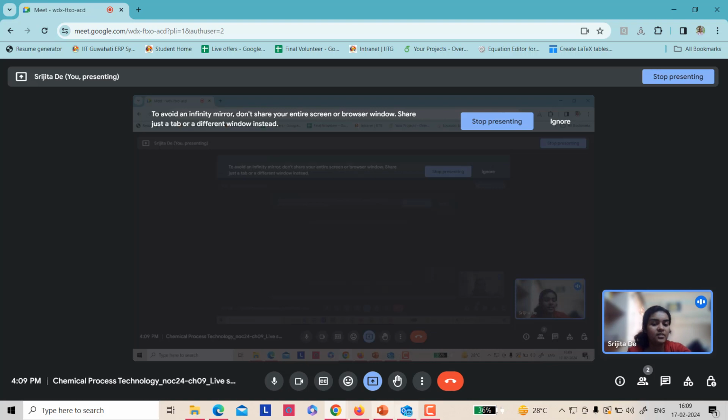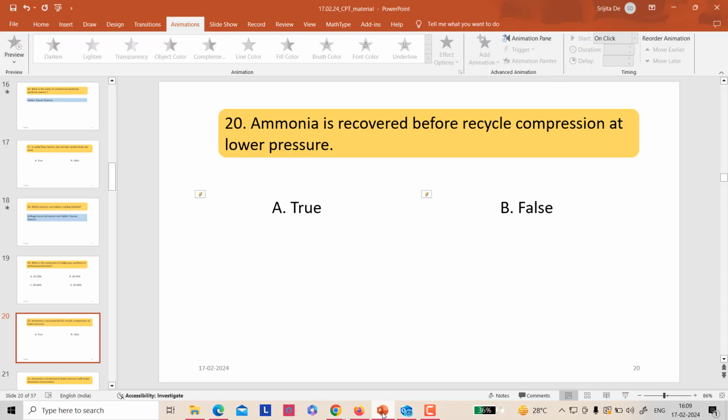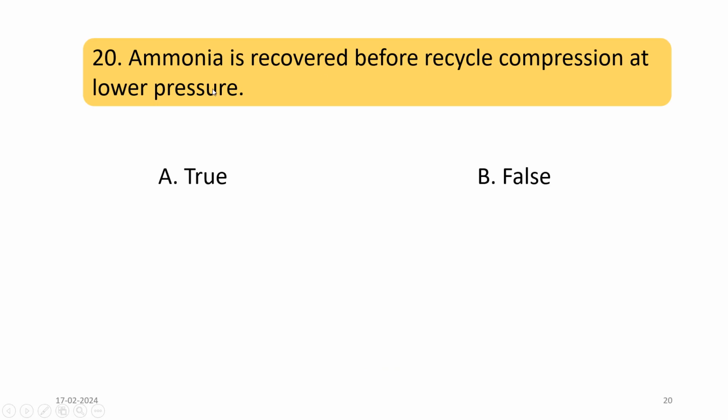Due to technical glitch, the share has been stopped. So now I have again shared it. I hope it is visible. So the question was, ammonia is recovered before recycle compression at lower pressure. Is it true or false?